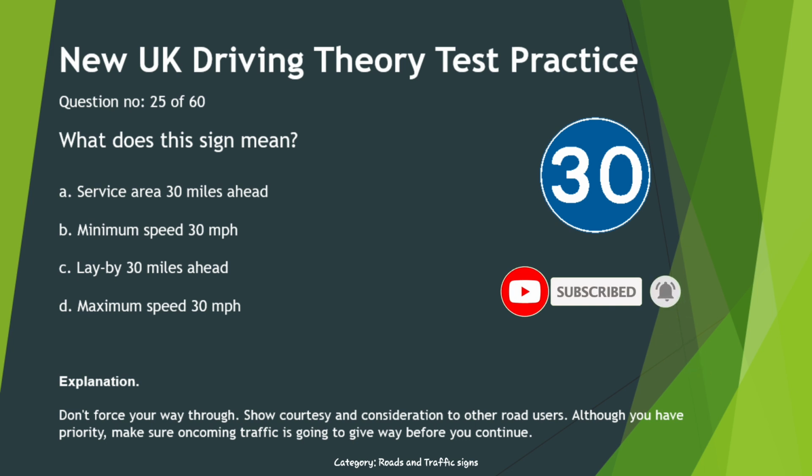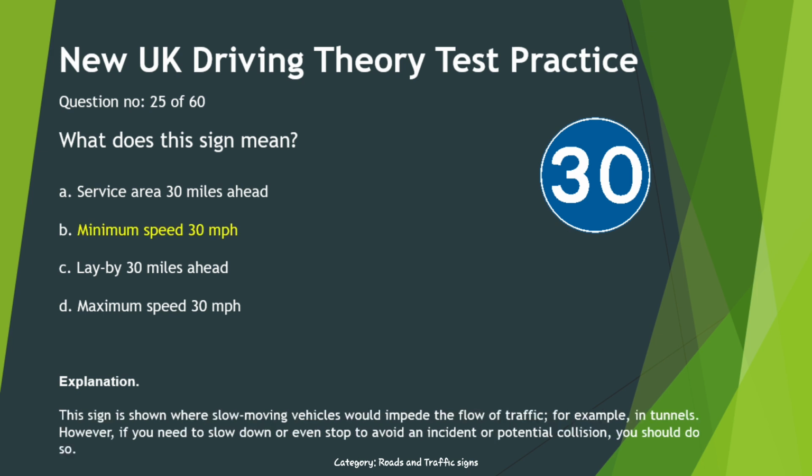Minimum speed 30 miles per hour. C. Lay-by 30 miles ahead. D. Maximum speed 30 miles per hour. The correct answer is B. Minimum speed 30 miles per hour. Explanation. This sign is shown where slow-moving vehicles would impede the flow of traffic. For example, in tunnels. However, if you need to slow down or even stop to avoid an incident or potential collision, you should do so.